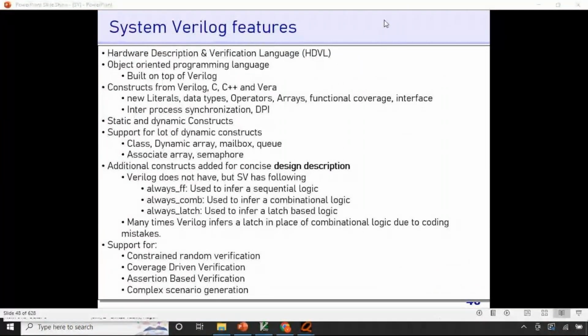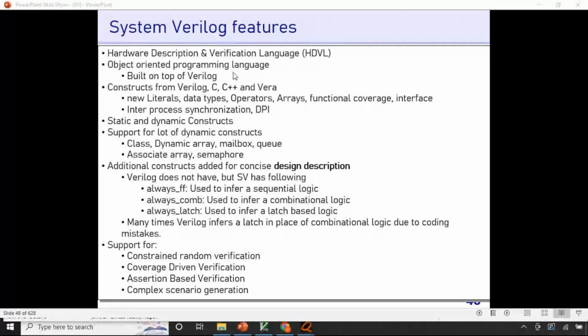Okay? So SystemVerilog is a hardware description and verification language. Verilog is a hardware description language. SystemVerilog is both description plus verification. It's an object-oriented programming language. In Verilog everything is built using modules. In SystemVerilog everything is built using objects. So it's object-oriented programming because everything is viewed in terms of objects.